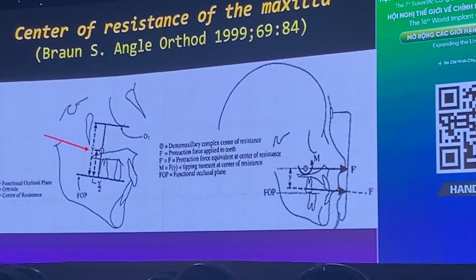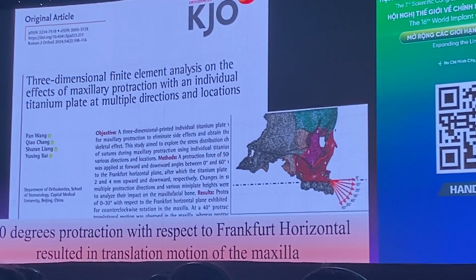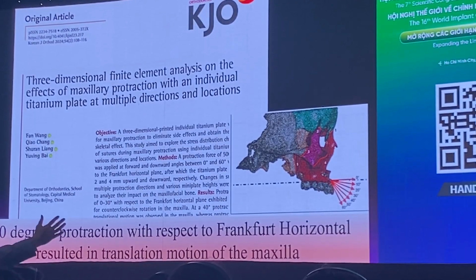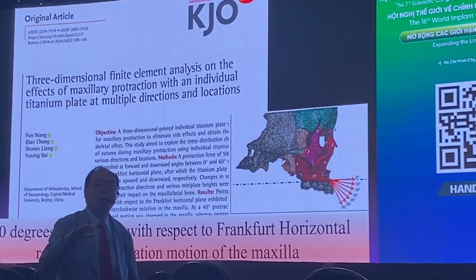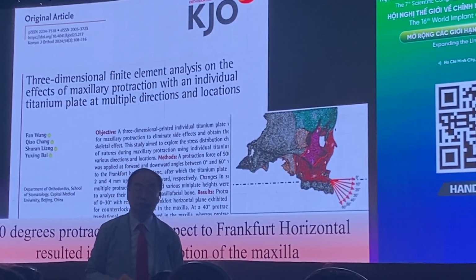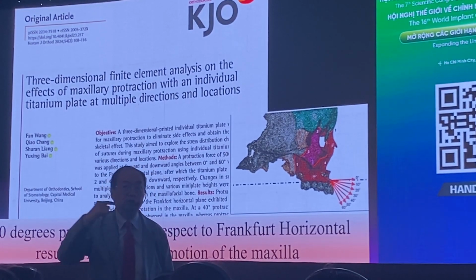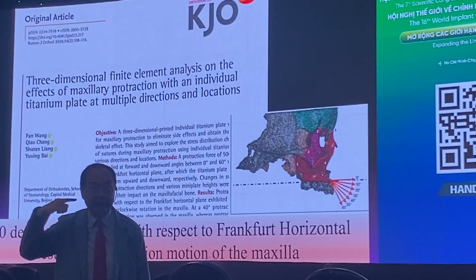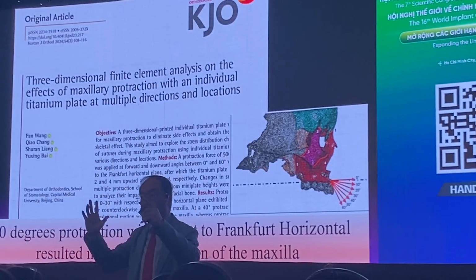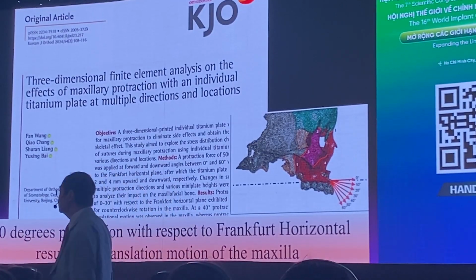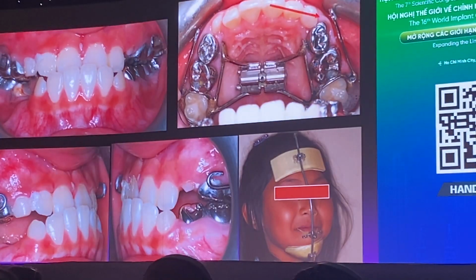And I will show you one way you can protract the maxilla along the center of resistance, okay? And there is a publication that says you should protract it in the canine area about 30 or 40 degrees below the occlusal plane or the Frankfurt horizontal. 30 or 40 degrees in the canine area, not in the molar area, right? So then it will be protracted along the center of resistance of the maxilla.